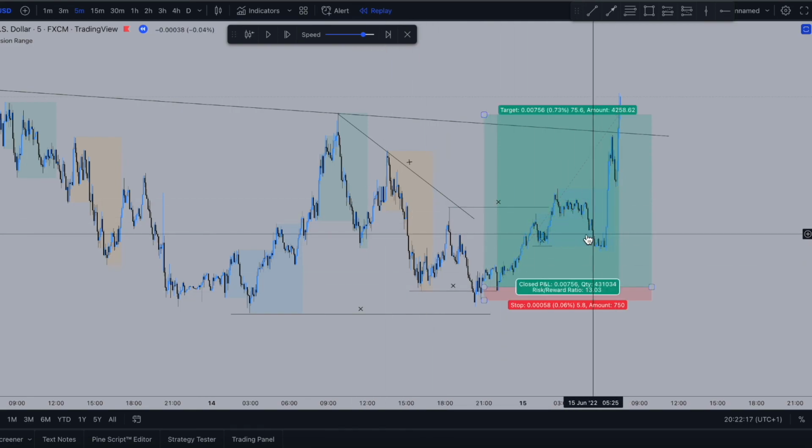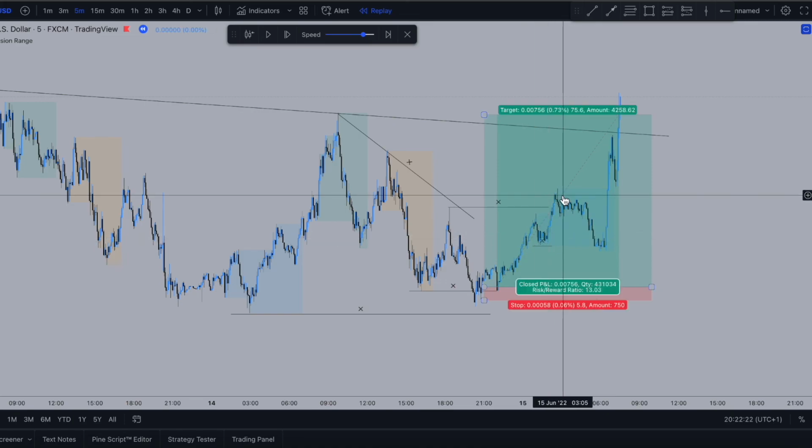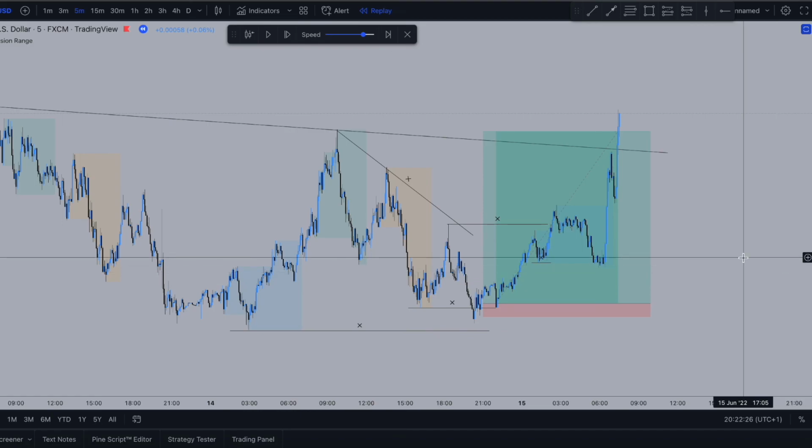None of this market structure, none of this break of structure, none of this order block stuff. You'd be like, okay, higher, okay, let me buy in here. It's just nonsense. Look for liquidity and place your buys.